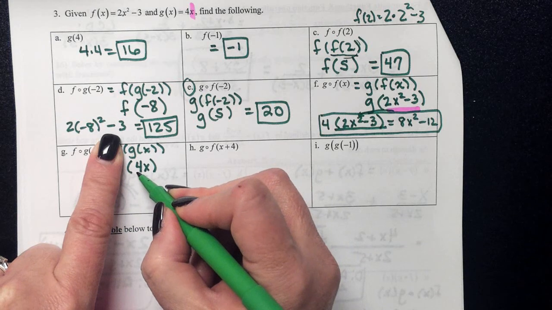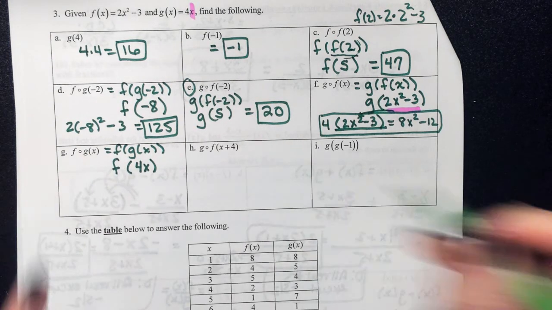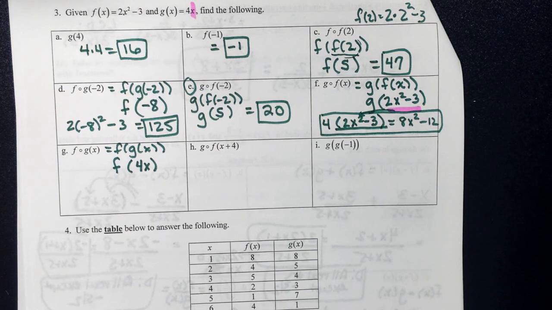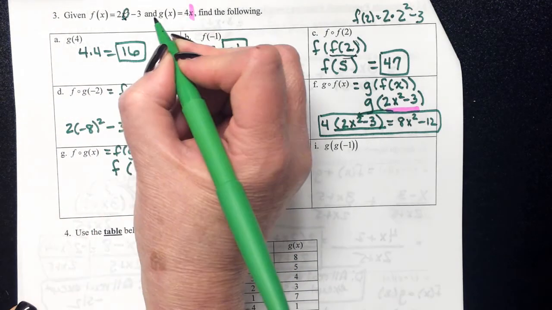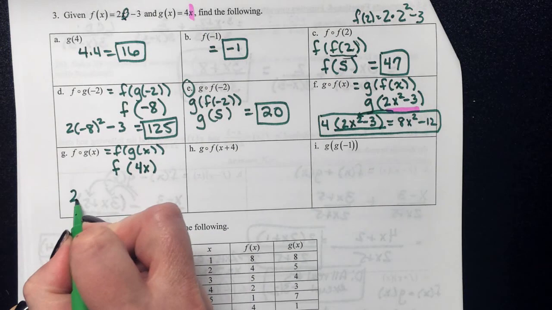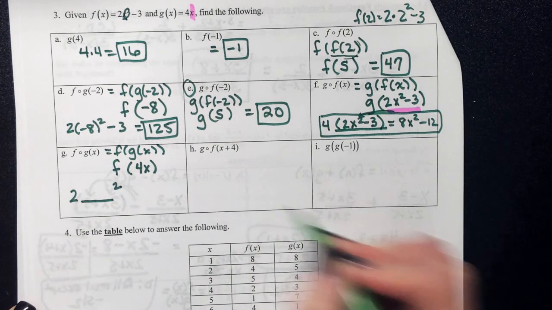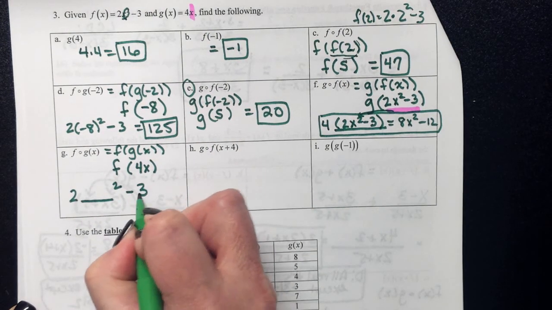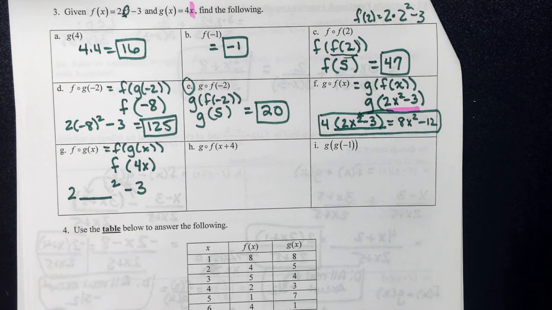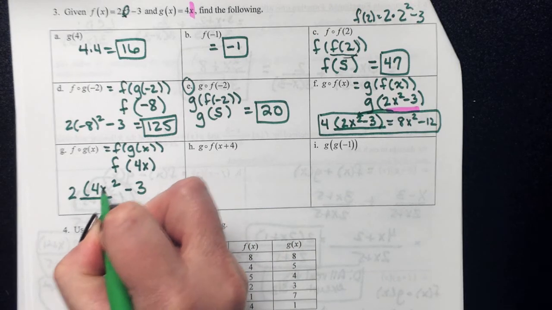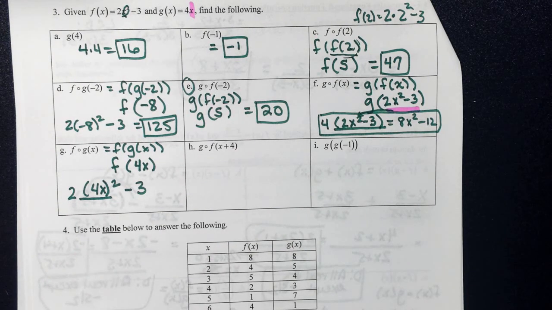Look on the outside. The outside is function f. Again, f of x has a 2x squared in it. So I'm going to take the x out, and I'm going to replace it with something else. So instead of having 2x squared minus 3, I'm going to replace that x with a 4x. Again, leave parentheses around that 4x. Any questions on how I did this substitution?